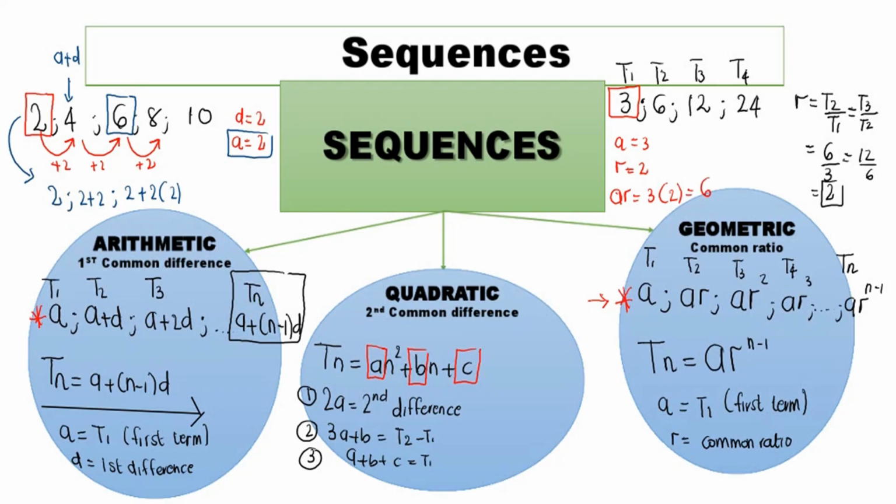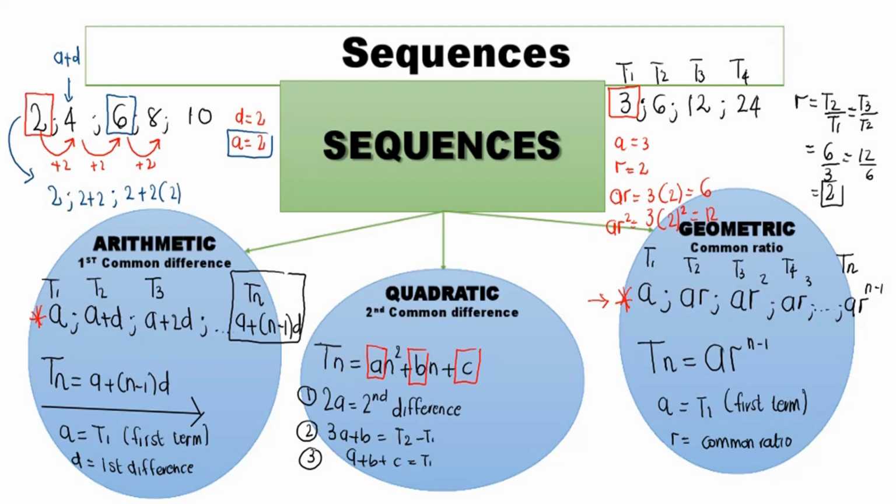Let's check A times R squared. Your A is 3, and your R is 2, squared. So if you take 3 times 2 squared, what do you get? You get 12. So that is what I mean when I say that your geometric sequence can be defined by A times R squared.